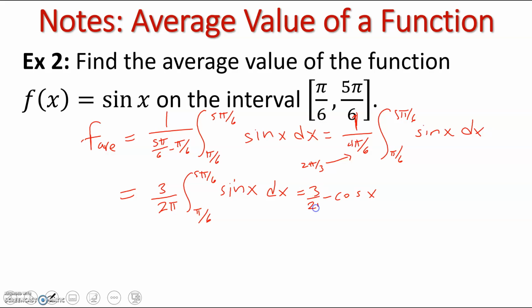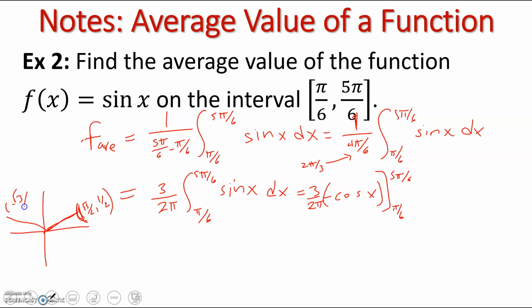So we have 3 over 2 pi, negative cosine of x, from pi over 6 to 5 pi over 6. Now really at this point, evaluating this just requires use of the unit circle. And we are taking a look at pi over 6, which is here, and 5 pi over 6, which is over here. So here we have our root 3 over 2, comma 1/2. And then over here we have the negative root 3 over 2, comma 1/2.